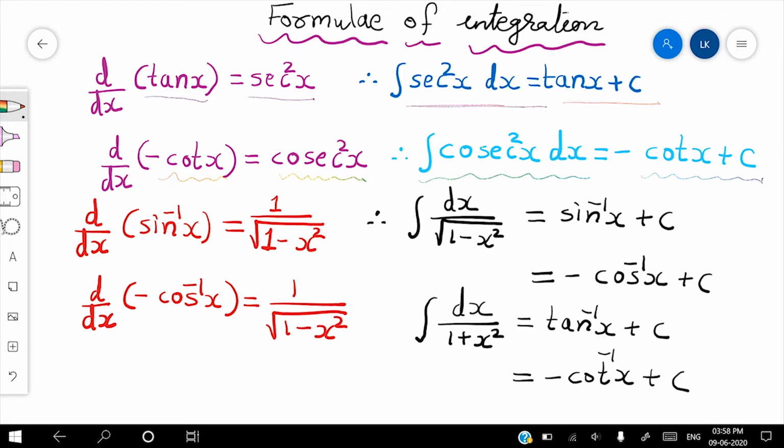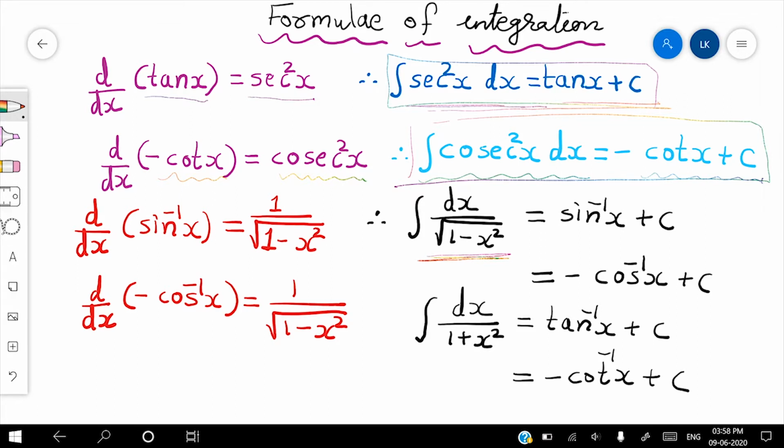Again concentrate. Integration of sec square x dx. Tell me fast, what is the answer? Yes, tan x plus c. Integration of cosec square dx, it is minus cot x plus c.